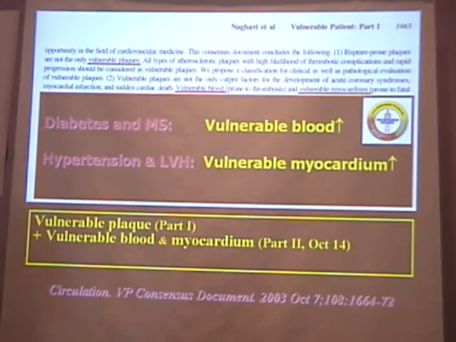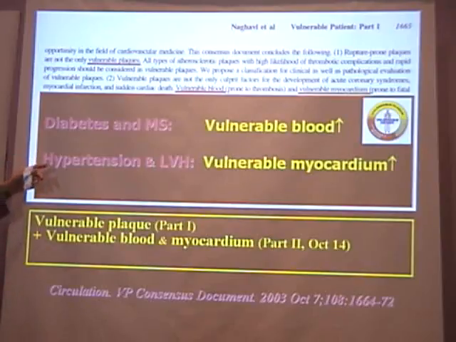But there may be two situations where vulnerable blood and vulnerable myocardium could play a role in primary prevention. In diabetes and the metabolic syndrome, we know there's an increased platelet activation, there is high fibrinogen level, and high plasminogen activator inhibitor. And it could contribute to thrombus formation if a plaque ruptures. So in diabetes, the vulnerable blood could play an additional role on top of the disease.